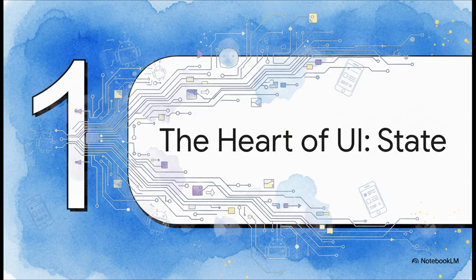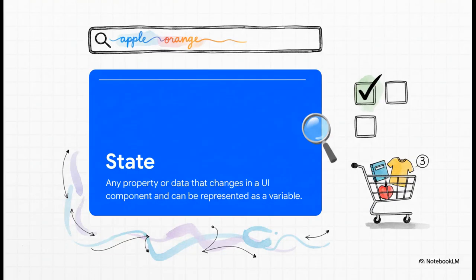Okay, so to really get our heads around this new mindset, we have to start with one single super important concept. It's the one thing that underpins basically every modern declarative UI, and that concept is state. So what is state? Well, think of it this way. It's basically anything in your app that can change. The text you're typing into a search bar, that's state. Whether a checkbox is ticked or not, that's state. The items you've added to your shopping cart, yep, that's all state.